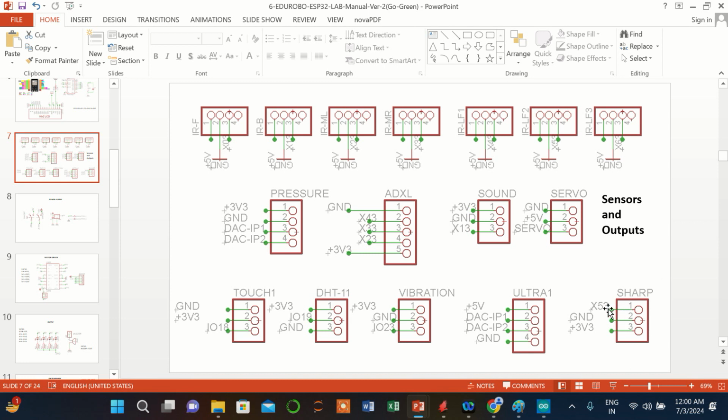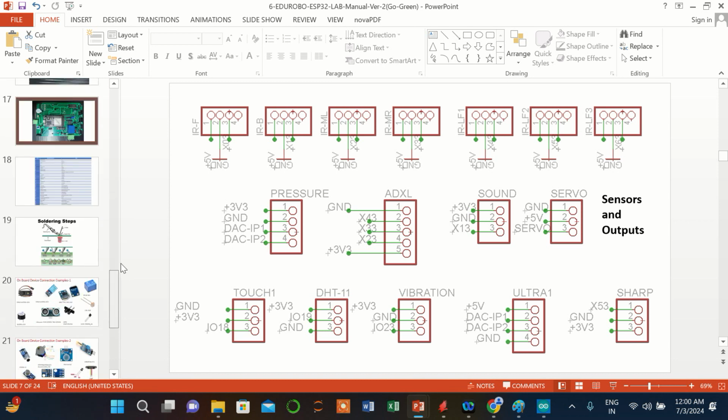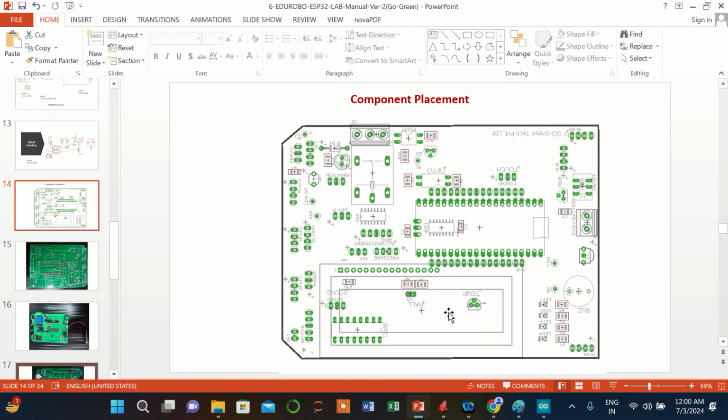Similarly, the sharp sensor is connected to X5. That means if you are using X5, then do not mount any other sensor on the X5 slot, because both of them will contradict. So you should use any one of the sensors. Alright, so these are the possibilities of the slots which are available on the board.